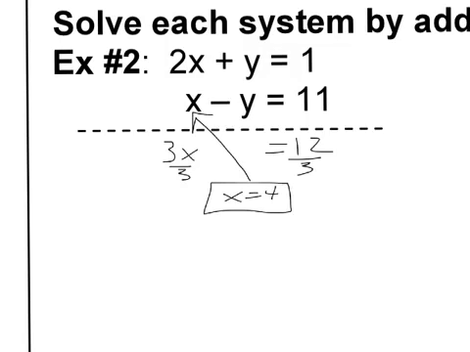Let's plug it in. So I have, instead of an x, a 4 minus y equals 11. I'm just going to solve. I'm going to subtract 4 from both sides.